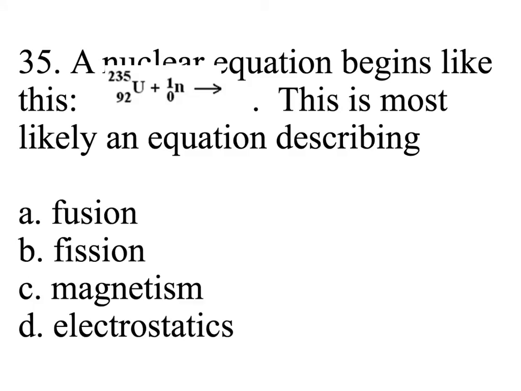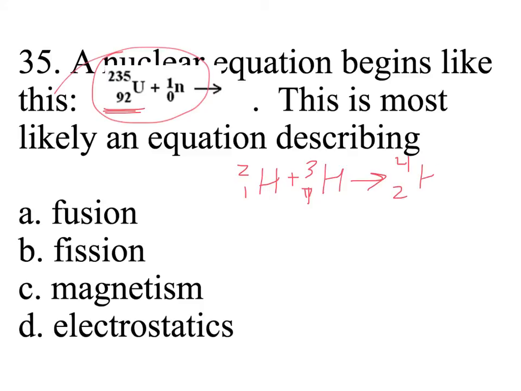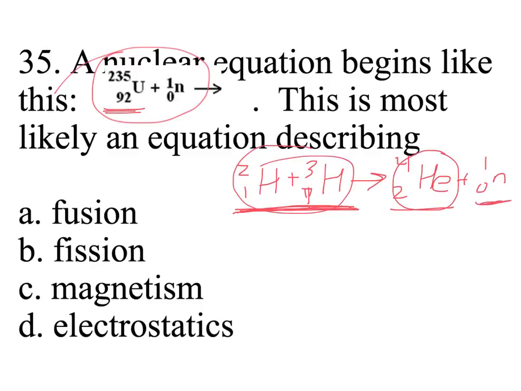A nuclear equation begins like this. What type of equation is this describing? Well, if you'll notice, this right here, uranium-235, that's a pretty big element. If I saw something that looked a little smaller, like this, that's a 1, and it was becoming something like this, this would be fusion. Fusion is two small atoms, two hydrogen atoms, one's deuterium and one's tritium, becoming one helium atom. So we got two becoming one, and then there's an extra neutron here.